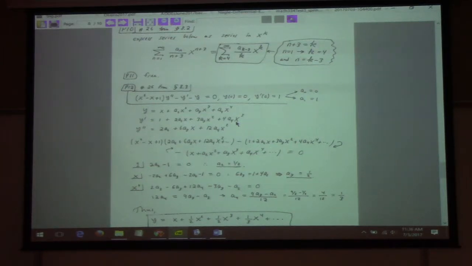So here we go. We have x plus 1/2 x squared plus 1/2 x cubed plus 1/3 x to the fourth plus dot, dot, dot. I forgot if I checked my answer on this or not. Is this what you guys got? Yeah? Okay.